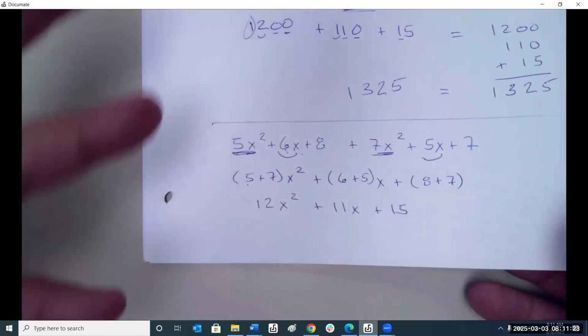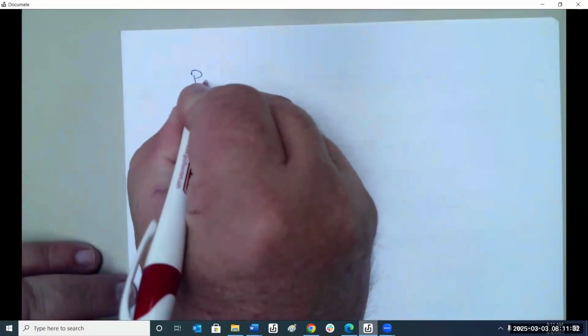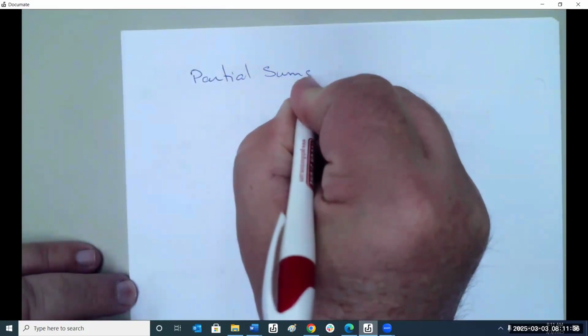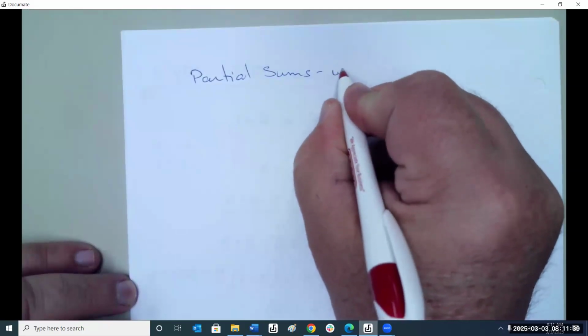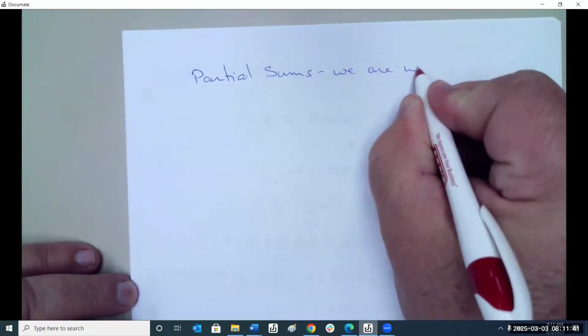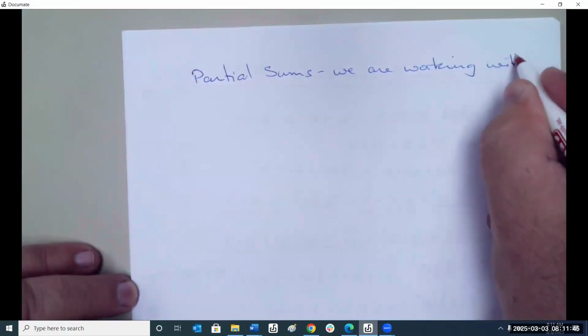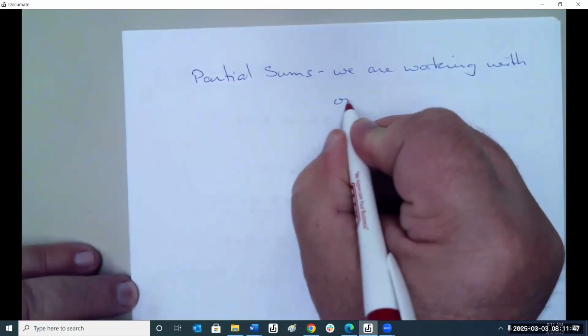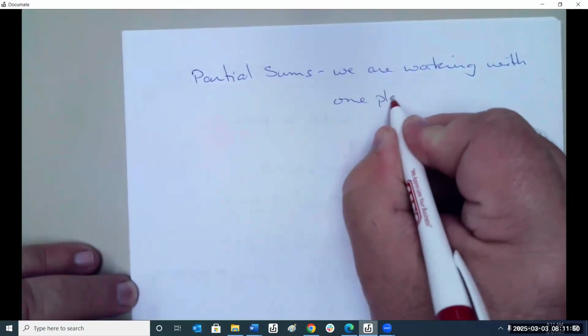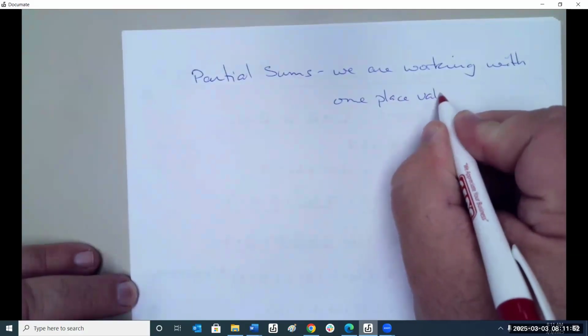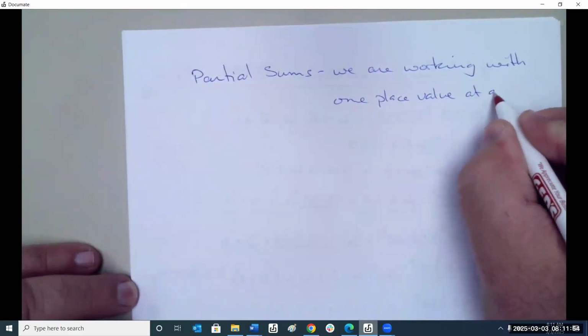All right, so that's an example where we left off. What are partial sums? By partial sums, it means we are working with one place value at a time.